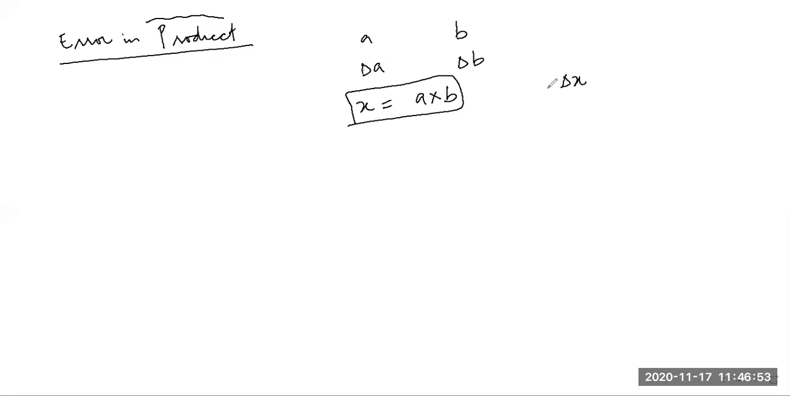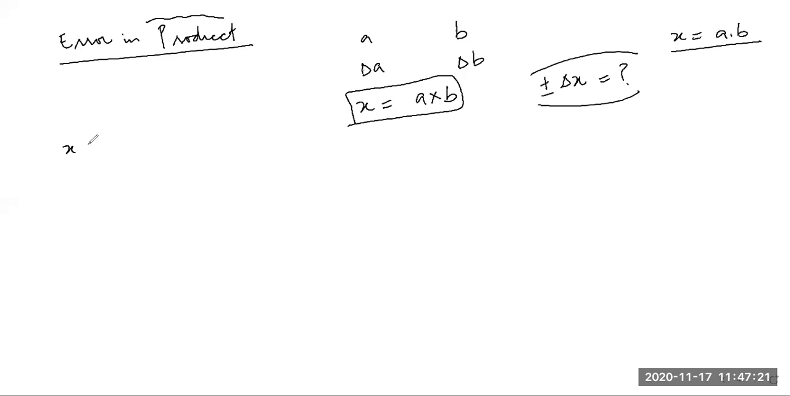Actually, we want to find out delta X only. But we know delta X can be plus or it can be minus. That's why we add this. We don't know how it will propagate. So we will find out. How we will find out? Delta X is the absolute error in the calculation of X. And what is X? X is equal to A into B. Both these signs are multiple signs. Don't think this is cross product and dot product.